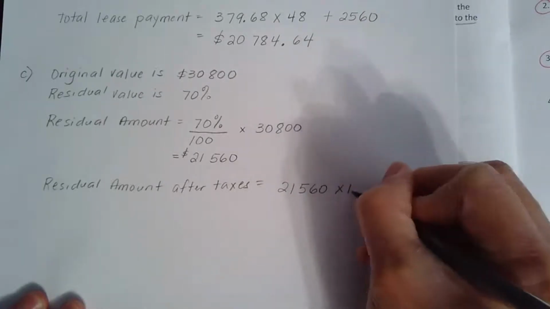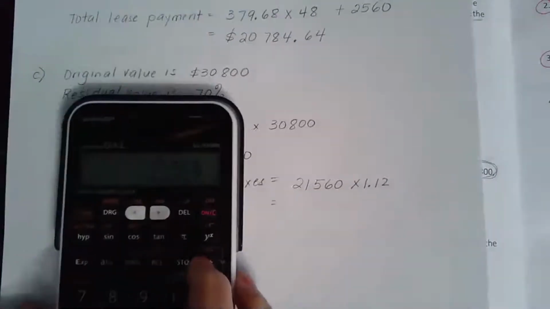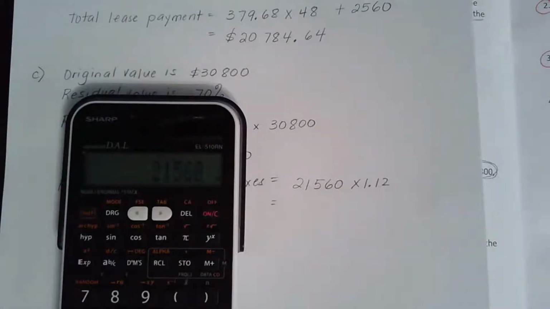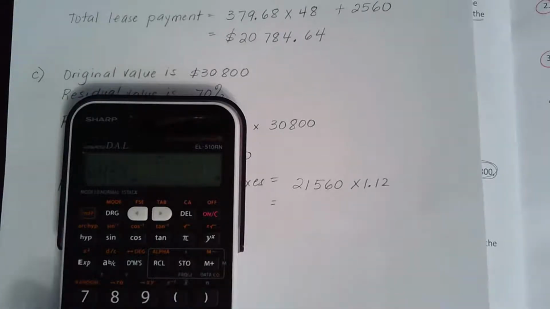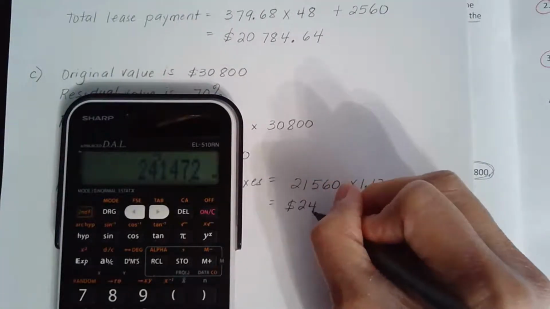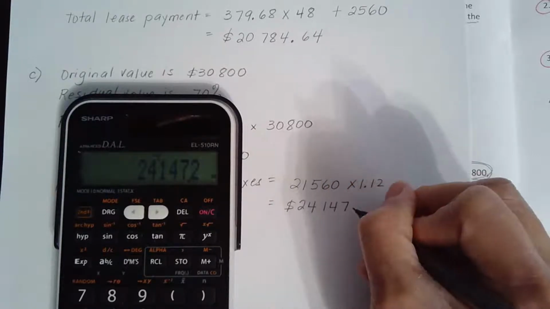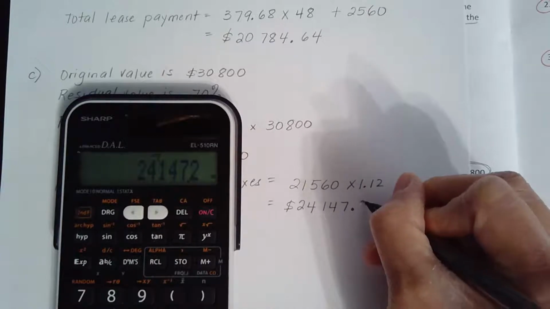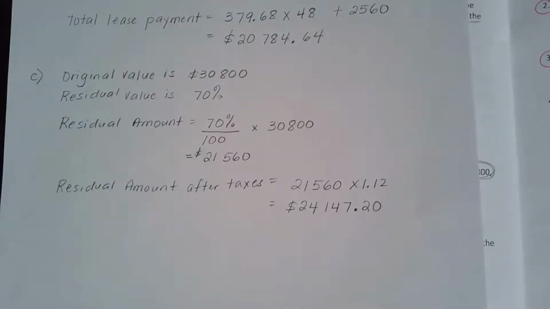$21,560 times 1.12. I have this amount already on my calculator, so I'm just going to go times 1.12 equals $24,147.20. Okay, so far so good.